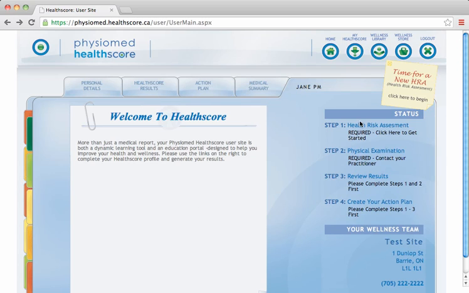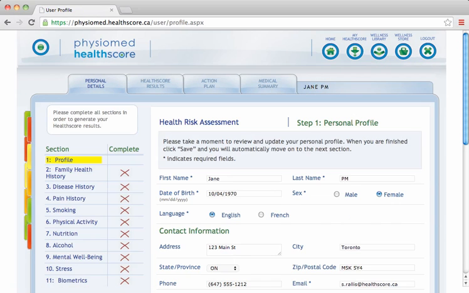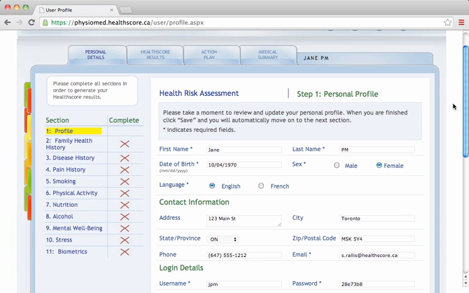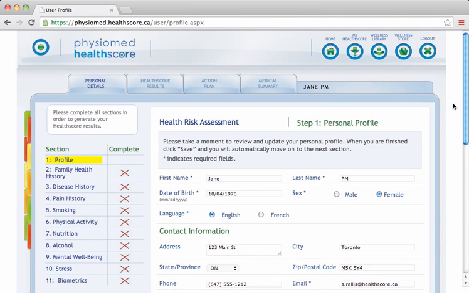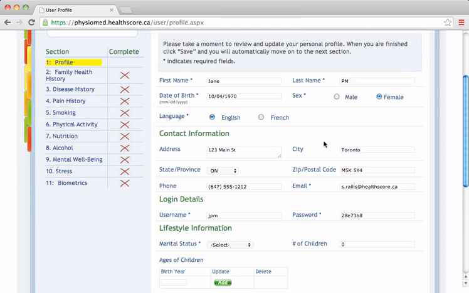So when we click here on time for a new HRA, when we're in the patient's intake, this is essentially where we begin the consult. Now, we're assuming that the patient is sitting here. It will be a mock patient, Jane PM. A lot of this data will have been auto-generated through Coligo.